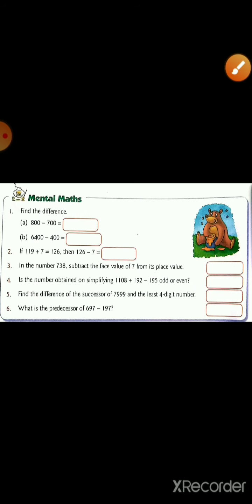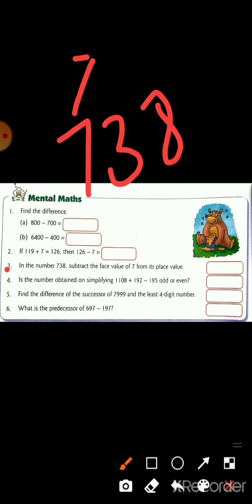Okay students, in this way you have to solve all the questions mentally. Question number 3. In the number 738, subtract the face value of 7 from its place value. Face value means the number itself, and place value means we have to multiply the digit by its place. In this number, the place of 7 is hundreds.